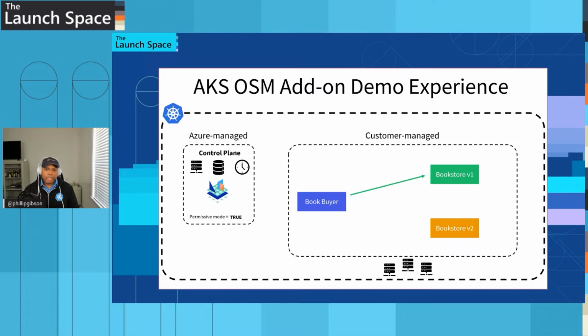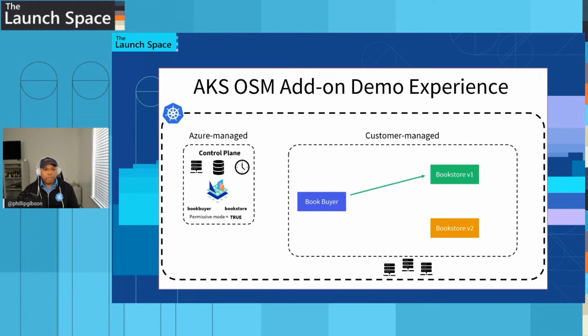And the key here is the default mode that the OSM add-on is going to be in is permissive mode being true. And so what that means is as you onboard your namespaces into the OSM mesh, we're not going to throw any policies onto the Envoy sidecar proxy. So your application is going to be able to continue to talk to the other services that it's talking to today. And the key around this is we really want to show you that brownfield environment to where you can understand that you can actually onboard the OSM add-on without adversely affecting your applications.